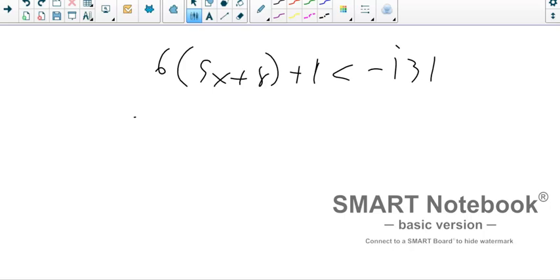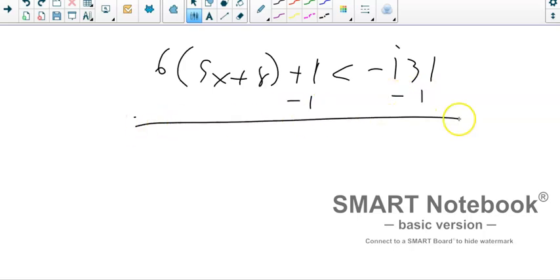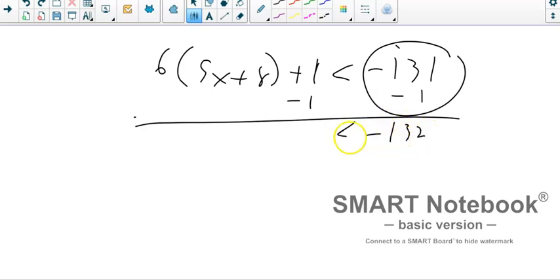All right, let's go with one more. Here it is, already written. So similar to previous problems, I want to get x by itself, but it's in parentheses and it has a guard outside the parentheses. So we're going to get rid of the 1 first. Now pay attention, those are two negatives. I'm subtracting 1 from negative 131. So that's going to give me negative 132.